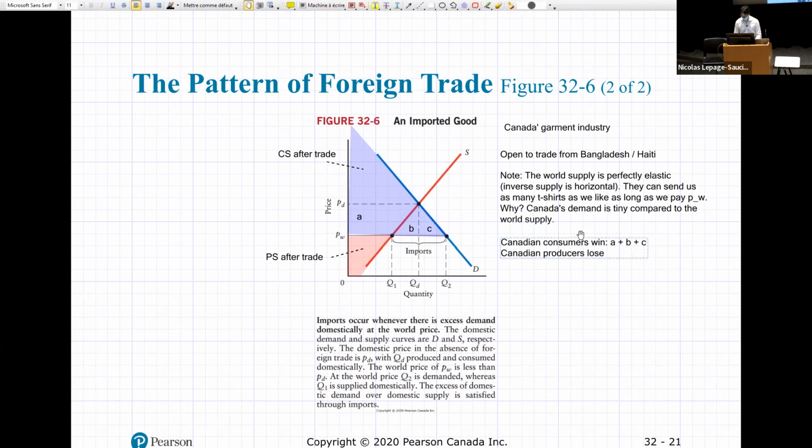And Canadian producers, they lose area A. So they lose this area there that was part of their surplus before. And the Canadian consumers, well, they had this zone before, now they have this big zone, so they gain A plus B plus C. So the net gain is what? Well, it's too easy, so it's B plus C.